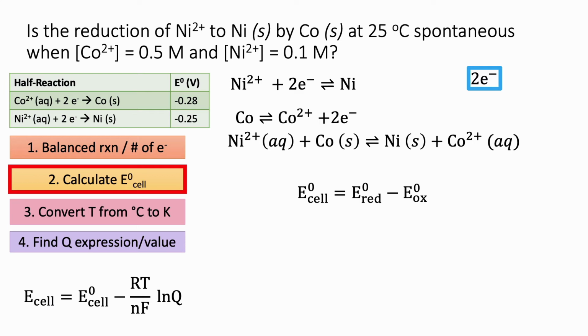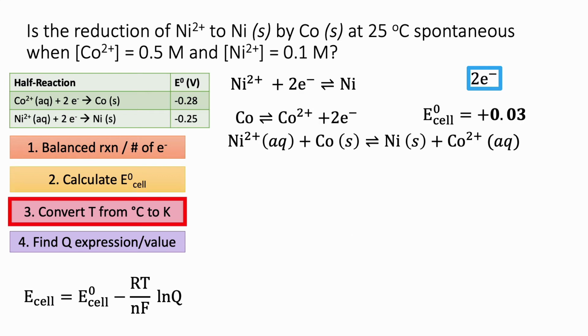And then the standard reduction potential for our oxidation reaction is negative 0.28. So we're going to have negative 0.25 minus negative 0.28. So that would turn into plus 0.28. And we get a cell potential of plus 0.03 volts. All right, holding on to the cell potential for later, let's make sure that we have our temperature in Kelvin. So we're just going to add 273.15 to our Celsius temperature to get 298.15 Kelvin.